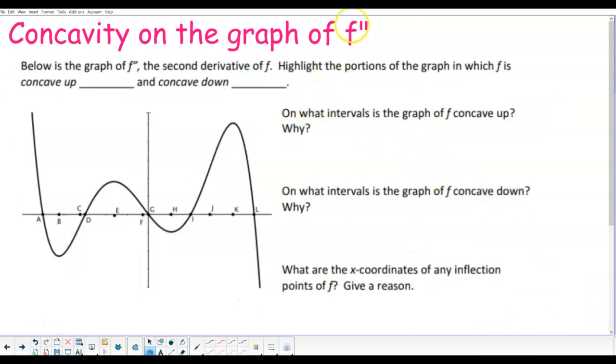All right, now we're going to look at the graph of f double prime. If you flip it over to the very last page in the packet, it's the last graph. Identify the intervals where we're concave up and concave down, given that this is the graph of f double prime.